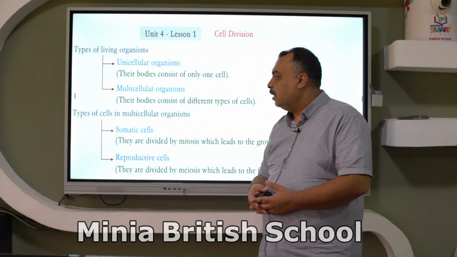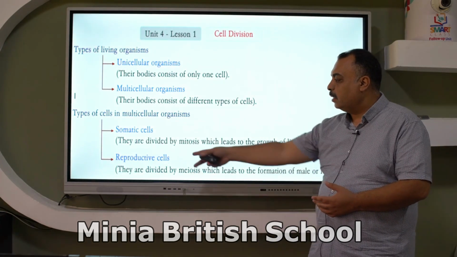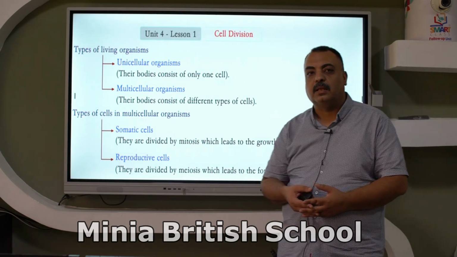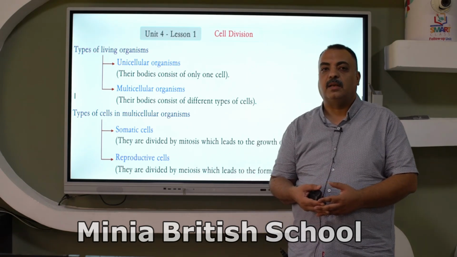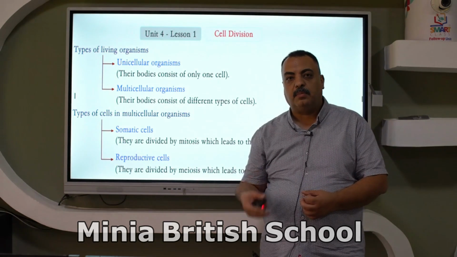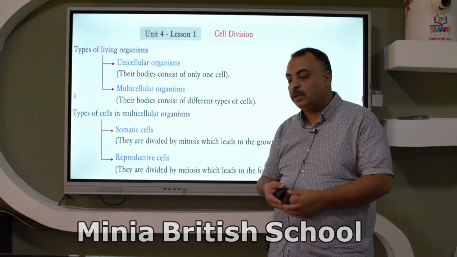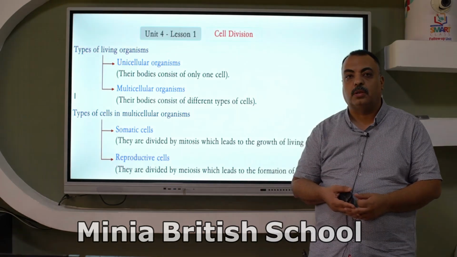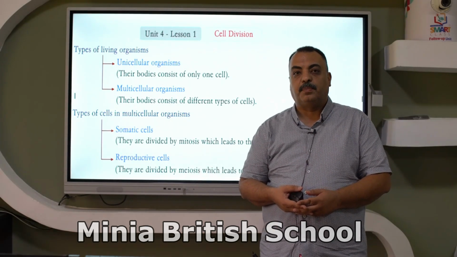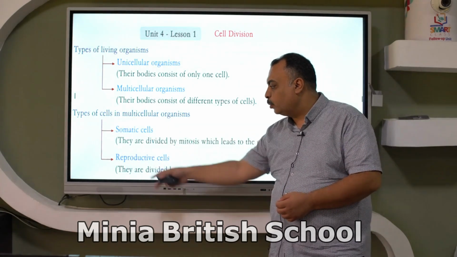The multicellular organisms, like plants, animals, and humans, have two types of cells, somatic cells and reproductive cells. The somatic cells are divided by mitosis, which leads to the growth of living organisms. Somatic cells like stomach cells, skin cells, and liver cells divide mainly by mitosis to give another cell which is identical to the original one and has the same properties. And the reproductive cells, which are in the gonads, ovary and testes, divide by meiosis and give gametes, sperms and ovum. So these are the two types, somatic cells and reproductive cells.